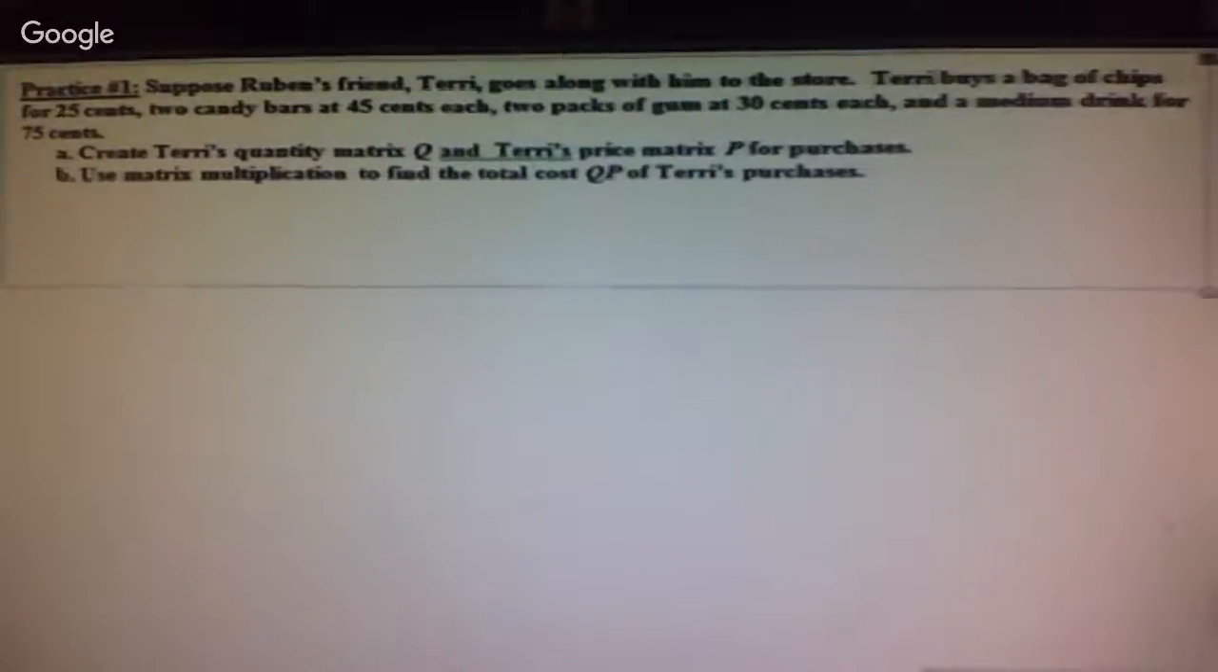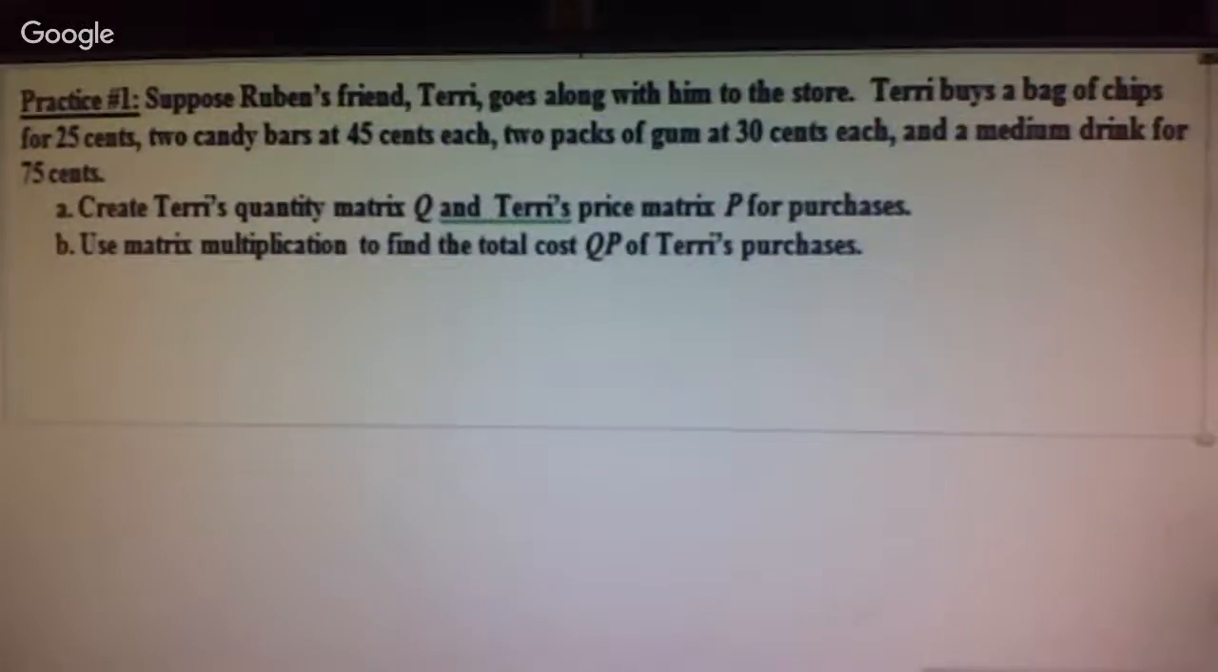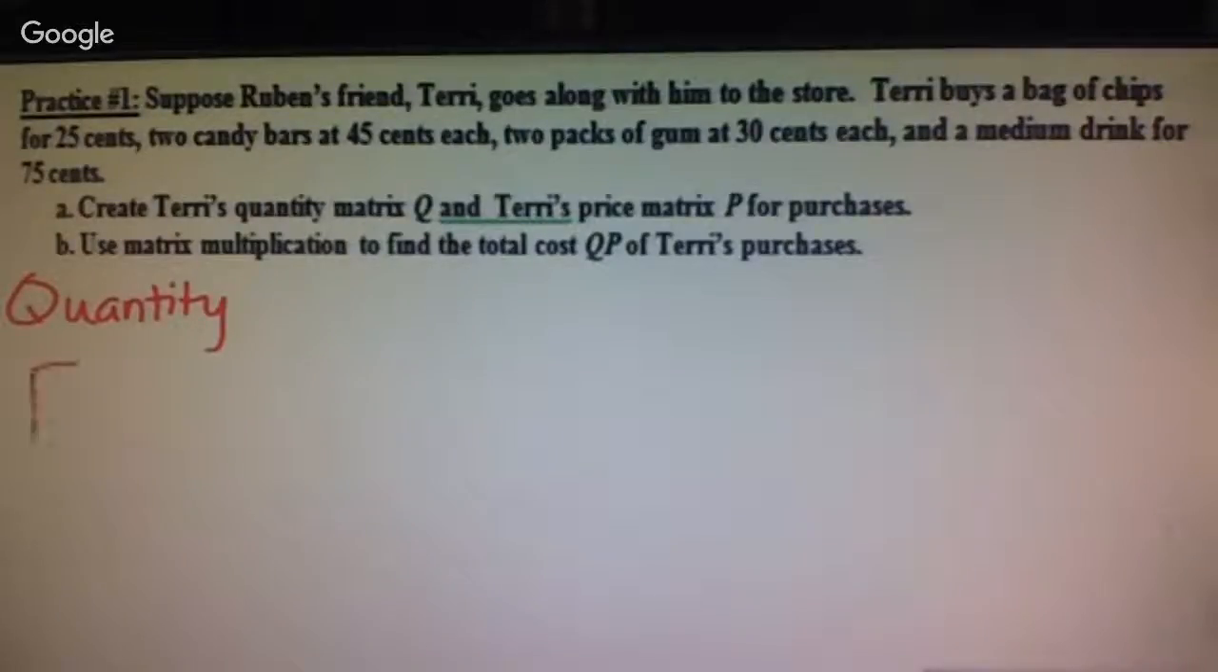They're not always going to give you the matrices, so we're going to have to create them. It says Ruben's friend Terry is going to go along with him to the store. Terry's buying a bag of chips for 25 cents, 2 candy bars at 45 cents, 2 packs of gum at 30 cents, and a medium drink for 75 cents. So we need to figure first the quantity. I need a quantity matrix. How much of each thing did Terry buy? 1, 2, 2, 1. He bought 1 bag of chips, 2 candy bars, 2 packs of gum, and a drink.